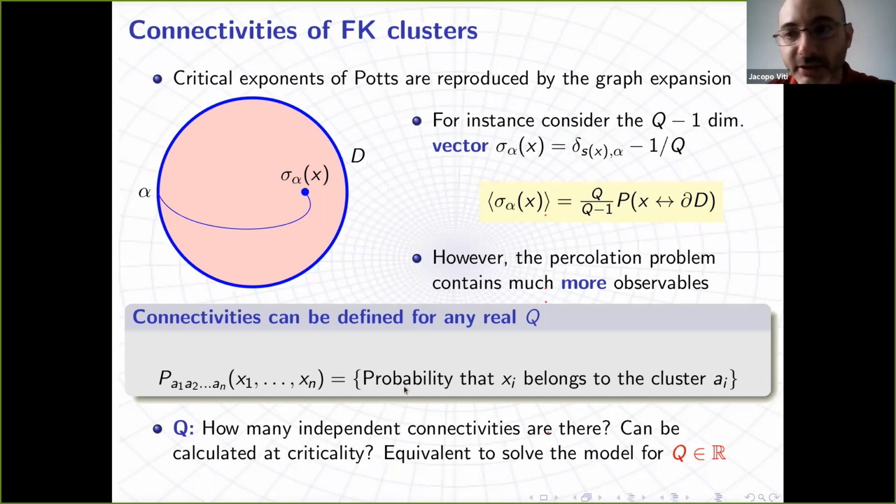So basically there are two basic questions that we want to ask. The first question is how many of these functions we should calculate, and the second is can we calculate them? Here I said that it's equivalent to solving the model for Q real. In fact, you can also think of Q complex, but then, as I said, the interpretation in terms of a correlated percolation problem doesn't hold anymore because the probability measure is not real.